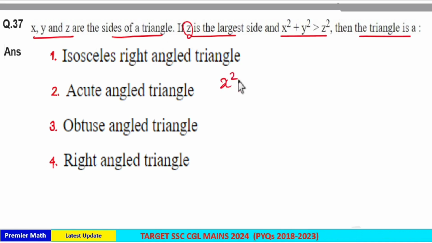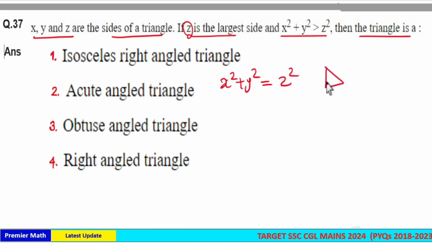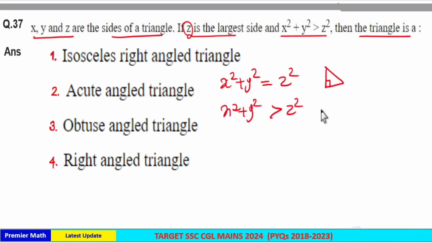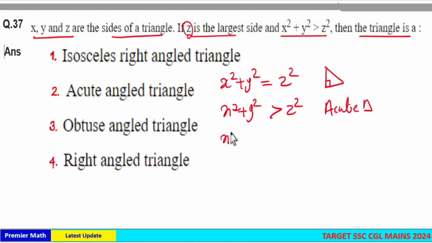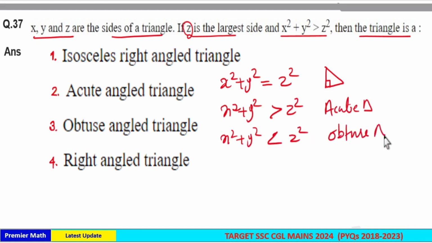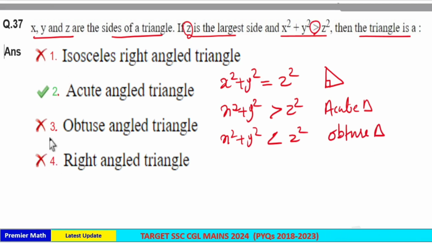In that case, if x square plus y square is equal to z square, then it's a right angle triangle. If x square plus y square is greater than z square, then it's an acute angle triangle. If x square plus y square is less than z square, then it's an obtuse angle triangle. Here it is greater than z square, so it's an acute angle triangle. Option 2 is your answer.